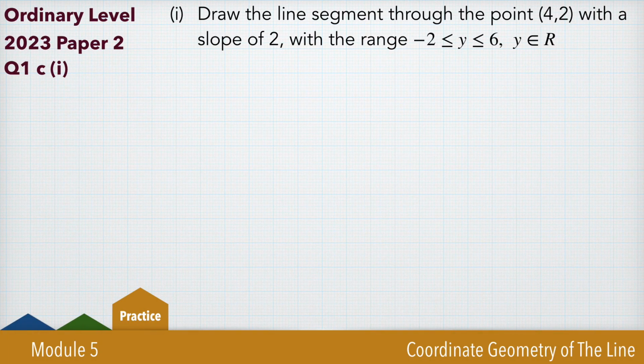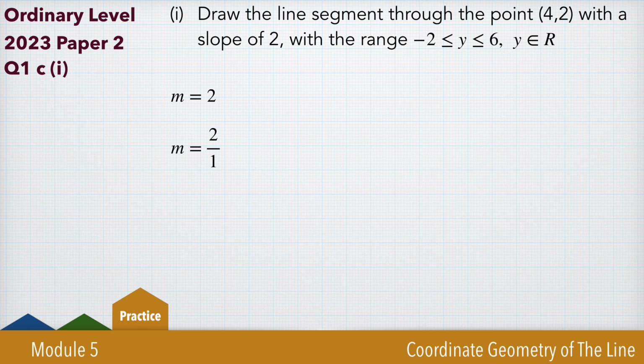In this question, we must draw the line segment that passes through the point 4, 2 and has a slope of 2. But here we are not given the domain. Instead, we are given the range, where y is greater than and equal to -2 and less than and equal to 6. The range is the set of output values of a function, and so they are the values along the y-axis. We are given the slope of 2, which we will change to rational form 2/1.